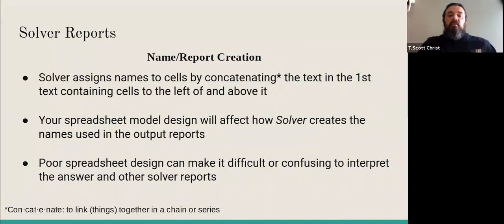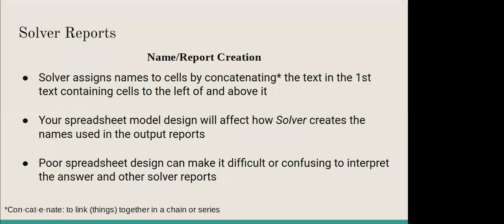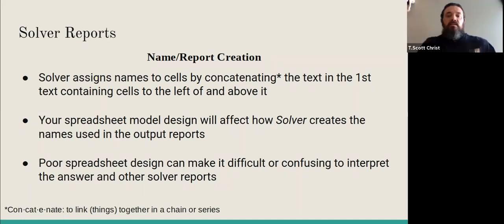And for Solver reports, the name and report creation: Solver assigns names to target cells, changing cells, and constraint cells by concatenating the text in the first text-containing cells to the left of and above it. For example, if your target cell is D22 and the first cell to the left of it that contains text is profit contribution in D10, and the first cell that contains text above it is total profit in C22, the Solver report will be named profit contribution total profit.